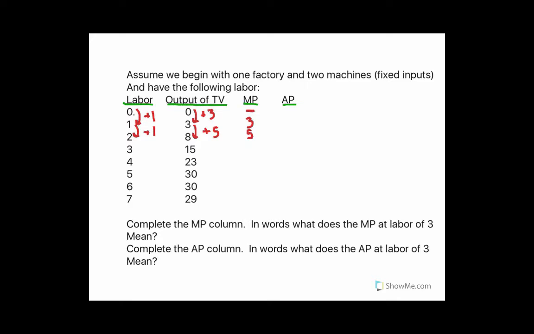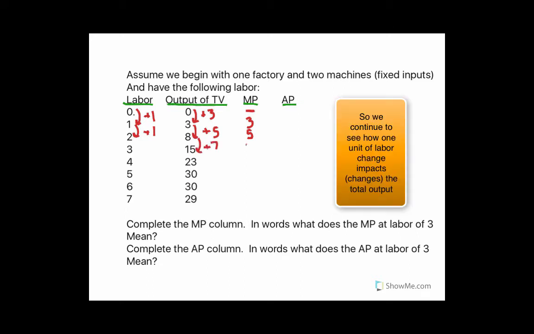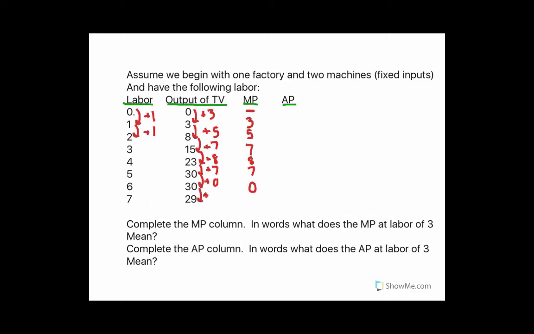And we can keep continuing this process, filling in the columns. The third worker, our output goes up by 7. For the fourth worker, 23 minus 15 means our output goes up by 8. Fifth worker, our output goes up by 7. Sixth worker, it actually stays the same, so our marginal product is 0. And for the seventh worker, it actually goes down by 1, so minus 1 is our marginal product.